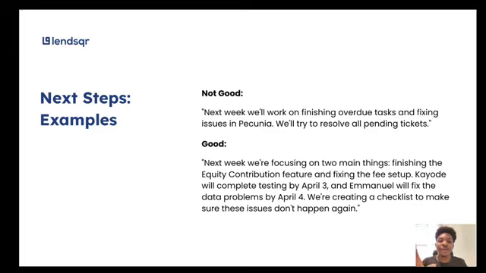So for the good example, we see next week we're focusing on 2 main things. That means you're already tempering the person's expectations, right? You're telling the recipient that we're focusing on 2 things: fixing the equity contribution feature and fixing the fee setup. That's what we're doing. Kayode will complete testing by April 3rd, when? And Emmanuel will fix the data problems by April 4th, when, right?